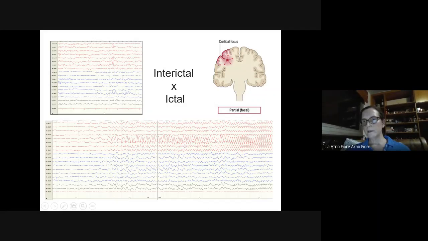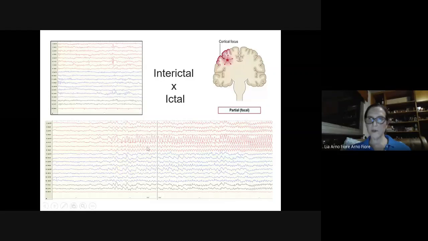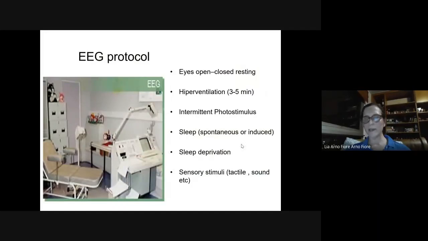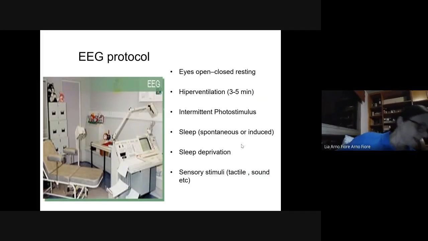And what defines the seizure is the time this activity lasts, and of course, whatever comes along clinically, what you observe in the patient. Okay, so the EEG protocol, why does it have to be at least 30 minutes? Because you have to do lots of things since it's a dynamic exam.